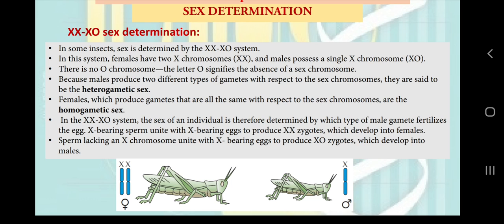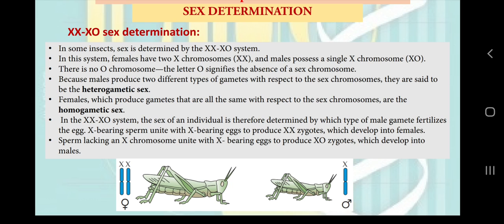So there is no O chromosome. The letter O signifies the absence of a sex chromosome. Because males produce 2 different types of gametes with respect to sex chromosomes, they are said to be the heterogametic sex. As we have learned in chapter 3, human reproduction, and also in this chapter, in my previous classes on monohybrid cross and gamete formation, homo means same and hetero means different. If any organism produces different types of gametes, it is called heterogametic. If it produces the same type of gametes, it is called homogametic.